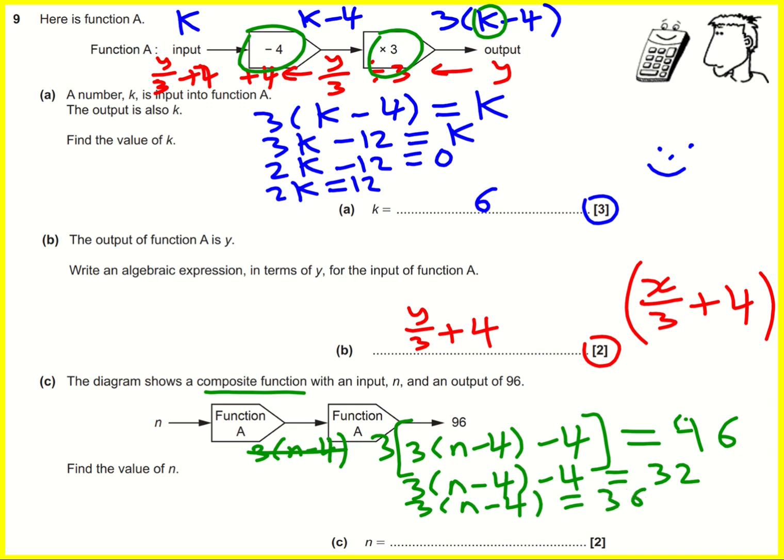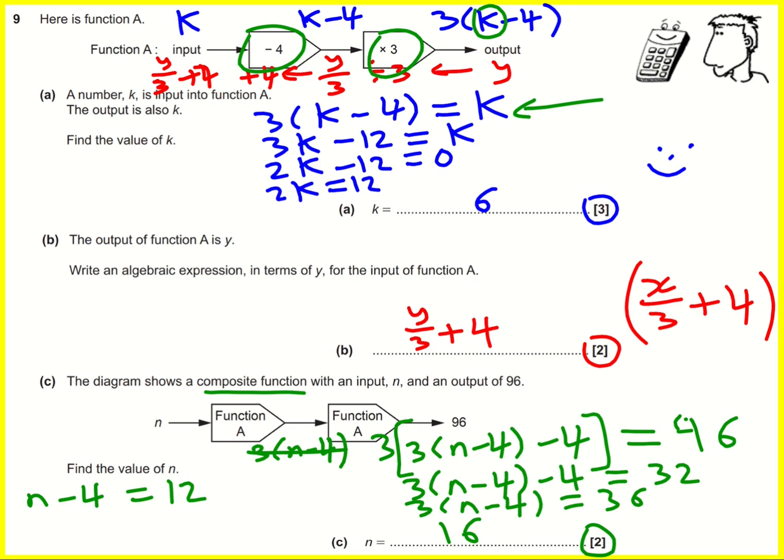Okay, and now I'm in a similar situation again. I'm actually in a similar situation to up here, but instead of timesing the bracket out this time, I'm going to divide through by 3 again, because 3 goes wholly into 36. So I'm going to be left with n minus 4 equals 12. And finally, I just add 4 to both sides, and that's going to leave me with n equals 16. And that is the answer.